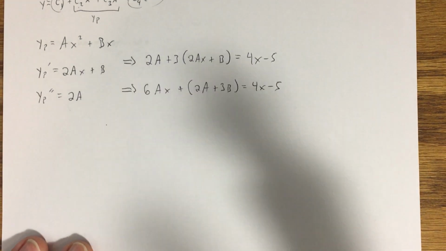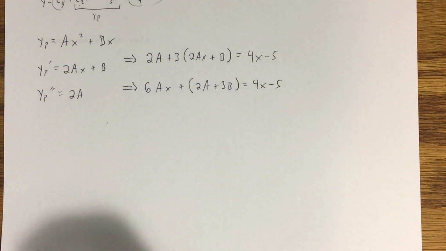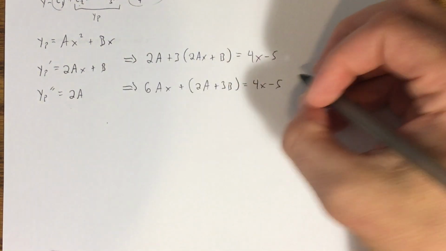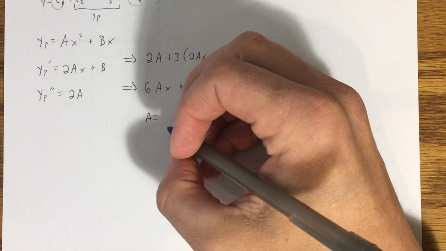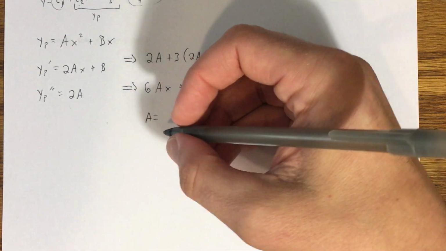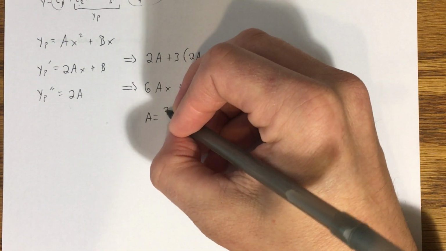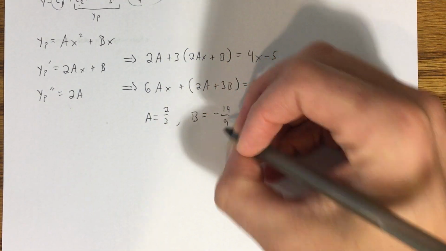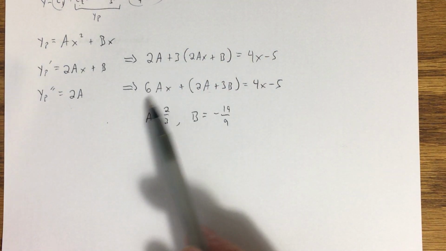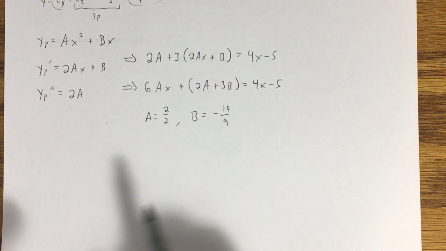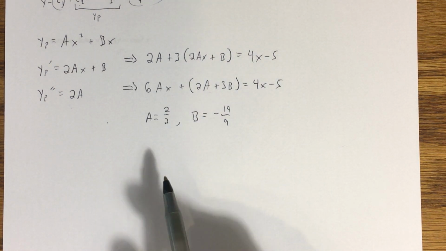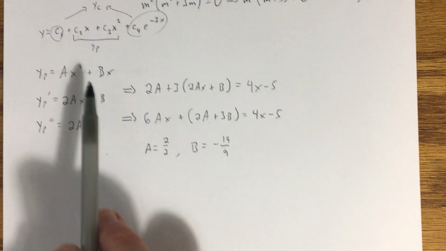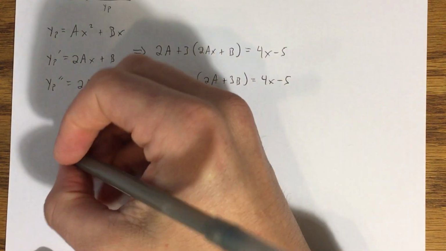And then we've done this process plenty of times by now. In the previous section, we just equate coefficients and solve for A and B. So it's easy enough here to see that A is going to equal 2/3, and B is going to equal negative 19/9. Again, I'm bypassing the algebra for solving these, but it should be pretty straightforward to get that. So now we have our complementary solution. We have the coefficients that we needed for our particular solution. All that's left is to put it all together.